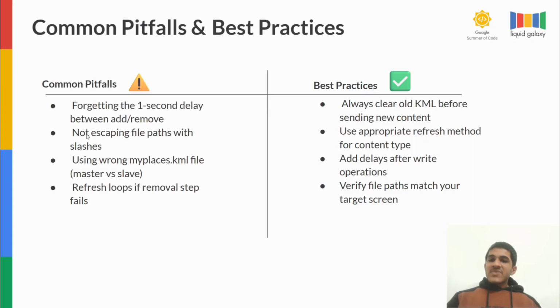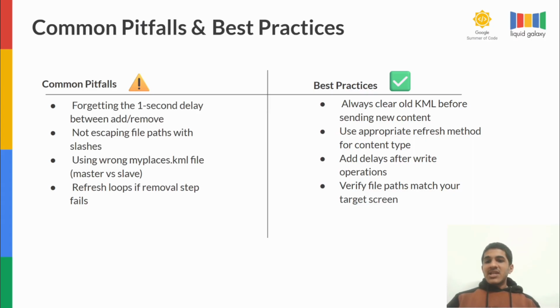The second one is not escaping file paths with slashes. This is a very basic mistake which many people make. Then the next one is using the wrong myplaces.kml files. As I have explained earlier, this is very important. First of all, you have to know what your use case is, and then you have to use that particular KML. Let's say, for example, I will explain it one more time.